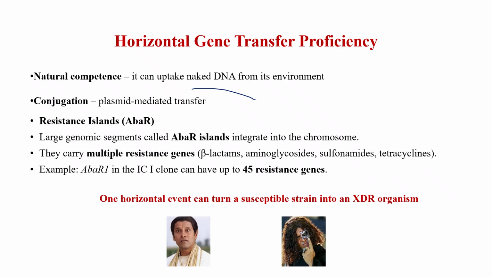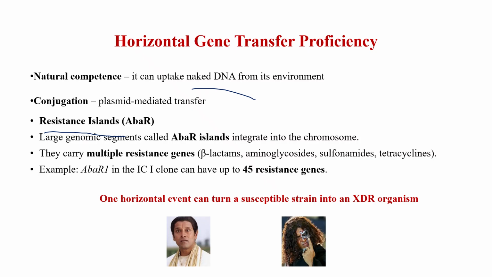So sometimes there are something called resistant islands. These are islands of genetic material which will have a lot of multiple resistance genes for different classes of antibiotics. So one multi-resistant genes island can have beta-lactam, aminoglycoside, sulfonamide resistance. So suddenly the so-called bug, which is otherwise susceptible to all the antibiotics, can suddenly switch into something which is completely resistant to all the antibiotics just because of a horizontal gene transfer.